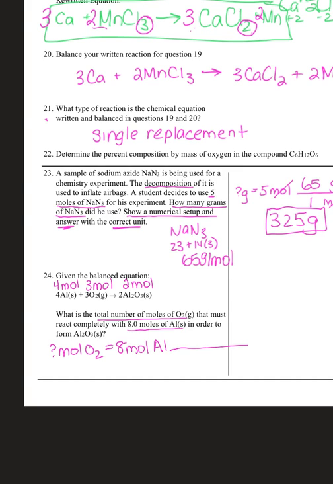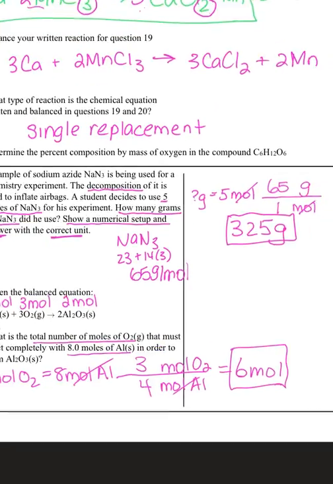Molar ratios as my conversion factor. Moles of Al will go on the bottom to cancel the moles of Al up here. I need to find moles of O2. Okay, so molar ratios from the equation tell me that I have 4 moles of Al and 3 moles of O2. This tells me 8 times 3 is 24. 24 divided by 4 is 6 moles. That's the answer to 24.